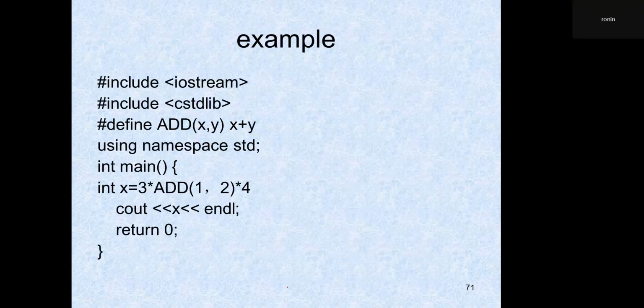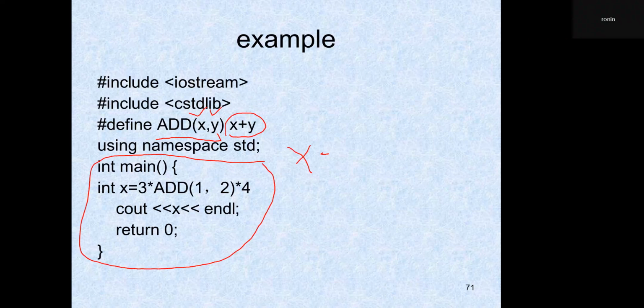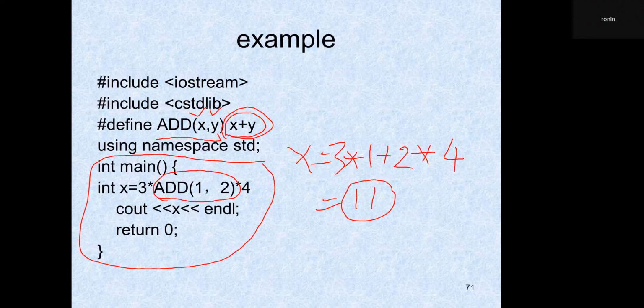Why? Look at this example. We define ADD(x, y). This is a macro function, and in a macro function we needn't define a data type. ADD(x, y) is replaced with x plus y. So when we compile this code, look, x equals 3 multiplied by ADD(1, 2), which is 3 * 1 + 2. Right? Because this part is replaced with this. So the answer is 11. It's 11. So the result is not correct.